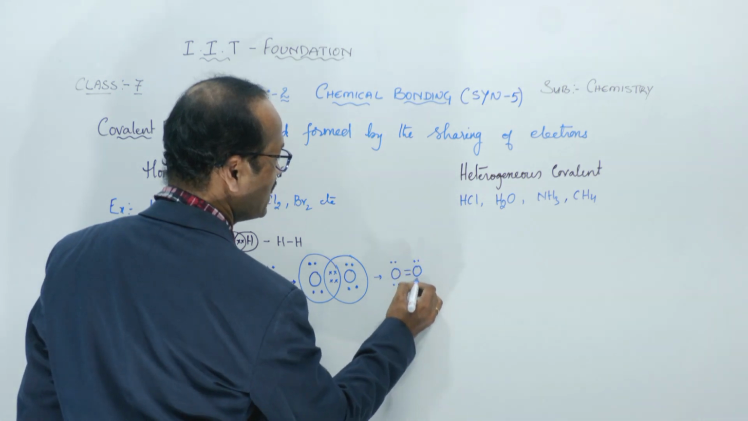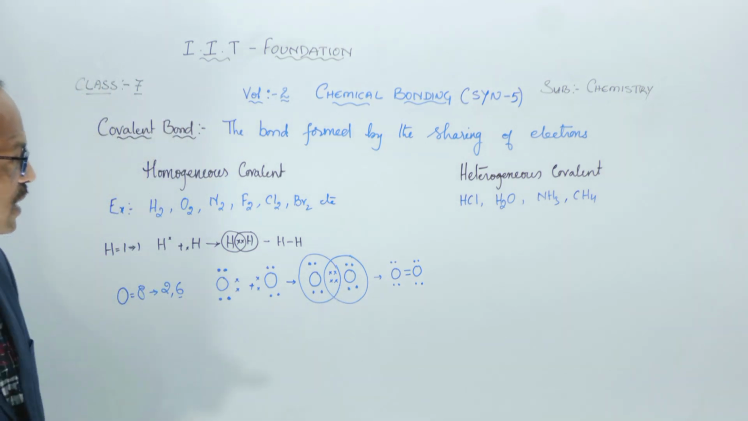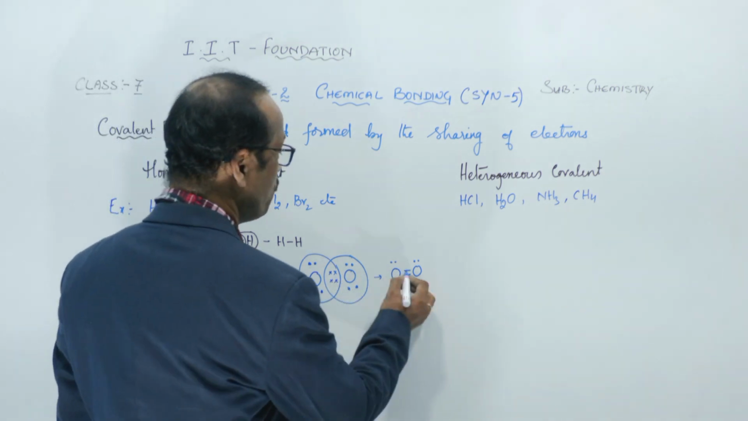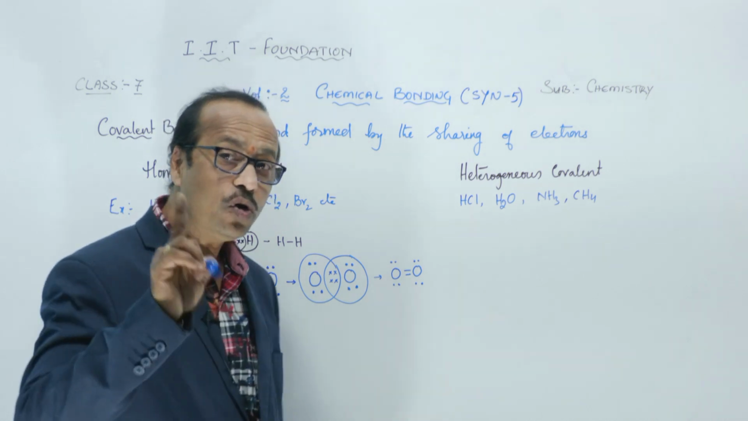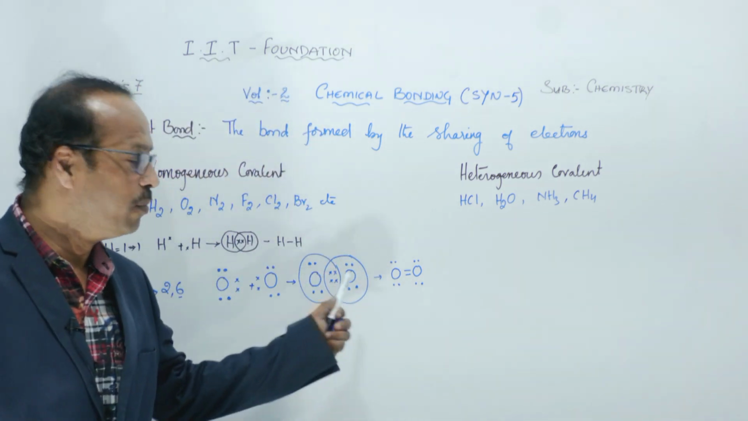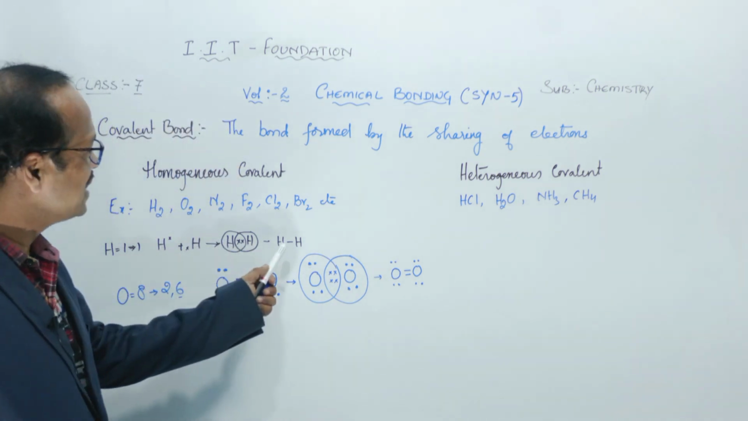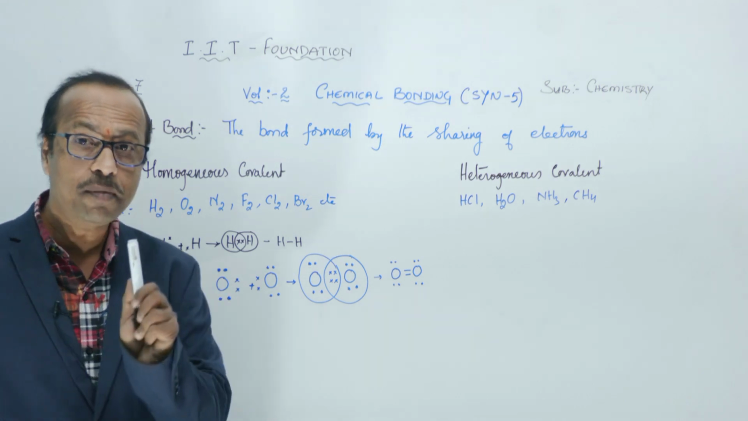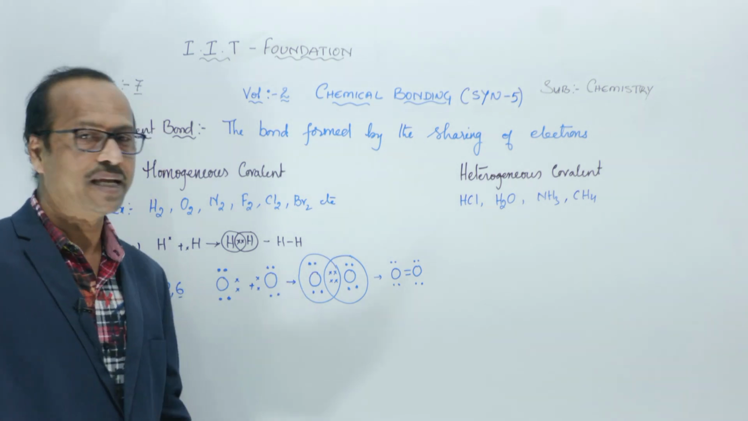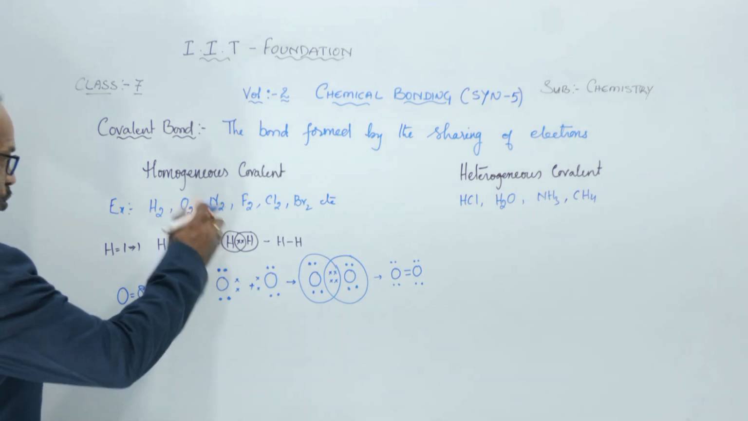So this is the structure of the oxygen molecule. This is the covalent bond. As two pairs of electrons are shared, two bonds are formed. How many bonds are formed? Two bonds. So this is called a double bond. And what is called a single bond? Where only one pair of electrons is shared. Clear? Right.